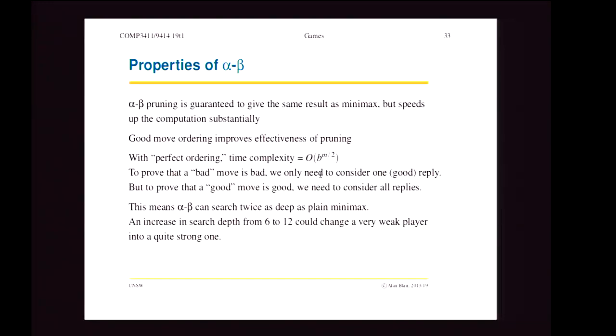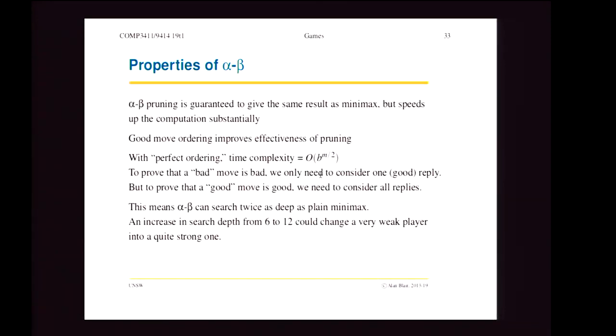And good move ordering improves the effectiveness of the pruning, and you can prove that if you had perfect ordering, the time complexity would be order b to the m over 2, right? So if you did the full minimax, the complexity would be b to the m. Here it's b to the m over 2. Now, that doesn't sound like much, but that's a huge difference.